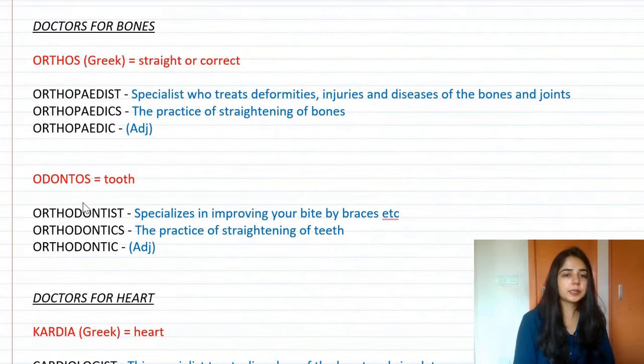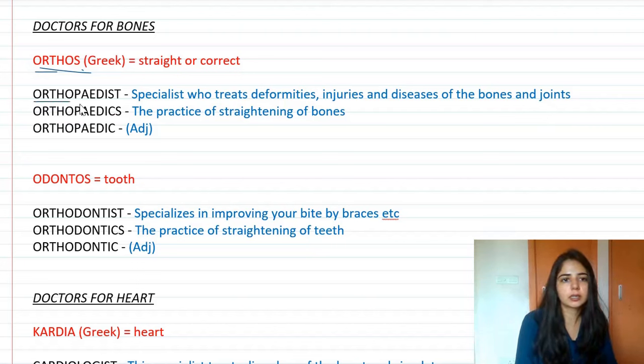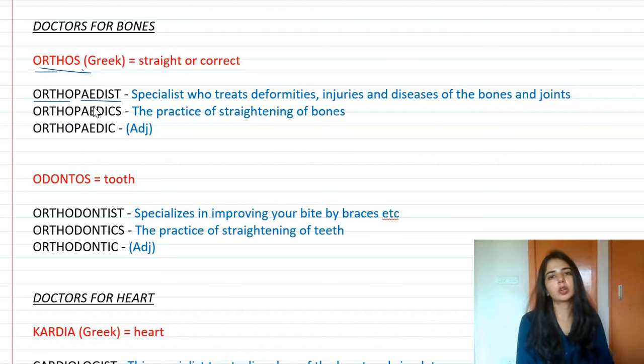Next category is doctors for bones. So orthos is Greek word for straight or correct. Orthopedist, specialist who treats deformities, injuries and diseases of the bones and joints. So ortho means straight, ped is regarding child. Then how is it a doctor for bones?